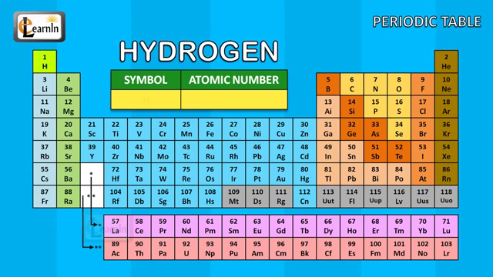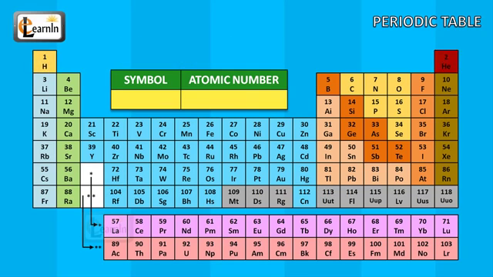The element hydrogen is represented as H and has an atomic number of 1. The element helium is represented as He and has an atomic number of 2. The element lithium is represented as Li and has an atomic number of 3.